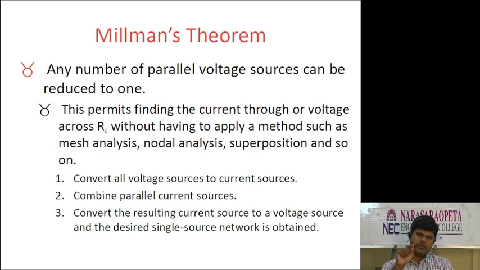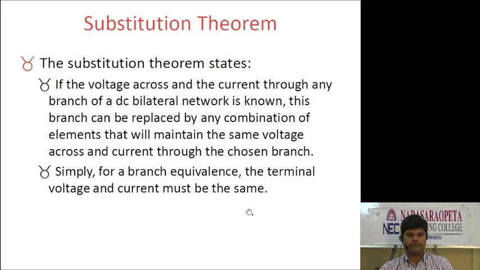So a voltage source is connected in series with a resistor, and these are connected in parallel. When a number of voltage sources are connected, we can easily convert them into a single source. Convert the voltage sources into current sources, combine them into a common current source, and convert the resultant current source to a voltage source, and the desired single source network is obtained. So I'm just giving you an overview of the theorems. In the next classes, we will see the details and examples, and we will do problems also. Just for the sake of understanding, this time we will do the overview.